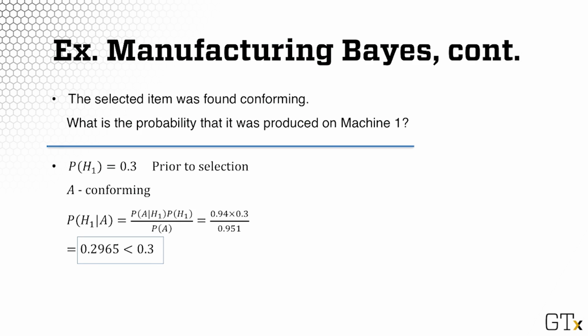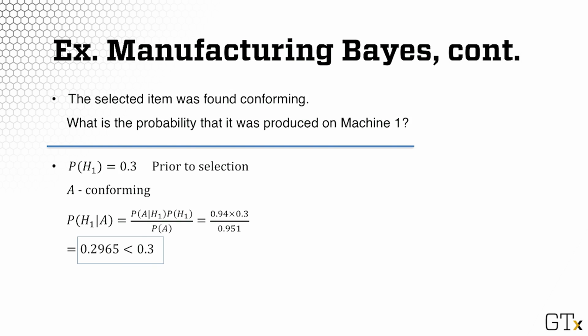So let's take a look at our manufacturing Bayes example. Remember what we had in the total probability. We had these three machines. We know that an item was produced only on these three machines, and we know probabilities of hypothesis because these were production capacities of these machines. It was 30%, 50%, and 20% for machines 1, 2, and 3. And we knew also the conditional probabilities of an item being conforming depending on the machine. We found the probability of a randomly selected item being conforming as total probability.